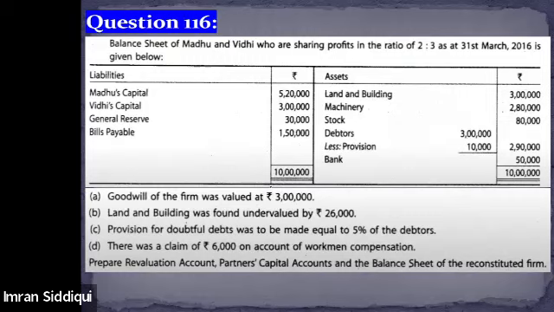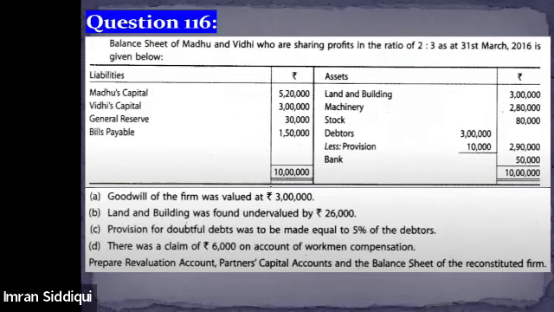Okay. So, let's just first of all read the entire question. Question is telling us that there are two partners, Madhu and Vidhi, whose profit sharing ratio is 2:3. The balance sheet is given in the question, and on the asset side, we can see that there is land and building, machinery, stock, debtor, less provisions. So the value of the debtor is 2,90,000. Just avoid the value of the provision. Bank is 50,000. Madhu's capital account, Vidhi's capital account balance is given.